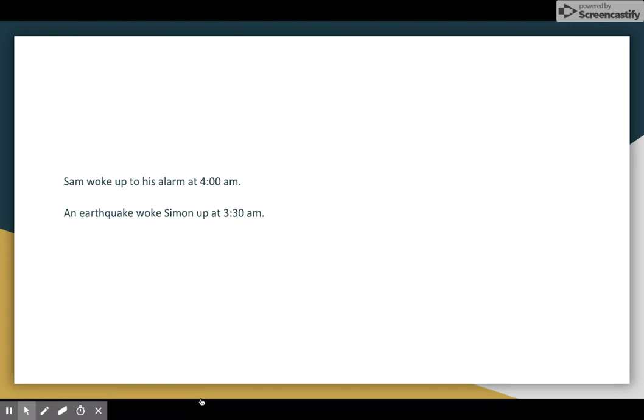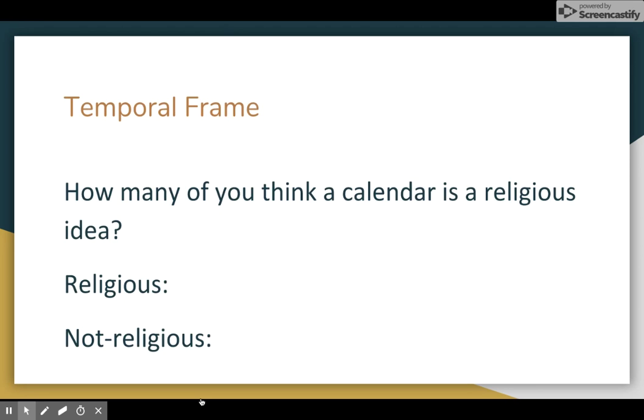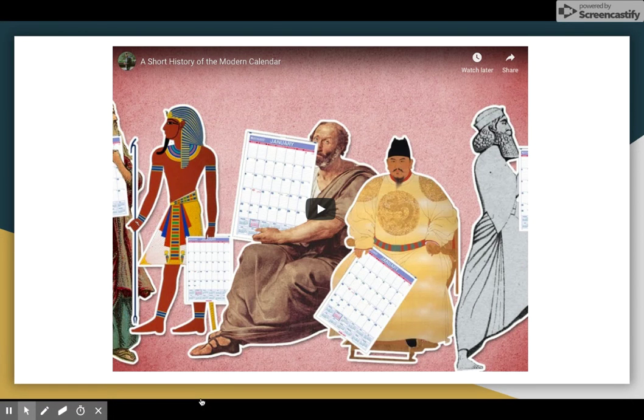So then we looked at how these two are different in answering the question on how dramatic it is, right? An earthquake is a lot more dramatic than an alarm clock. Then we talked about temporal frame, okay? And we talked about how calendars are a religious idea, and that's when you guys did the project on the different calendar types that we have. There's a short video. If you need to remind yourself about the modern calendar, please go back and watch this video. It's on the vlog.